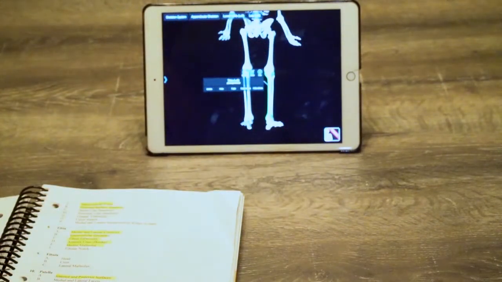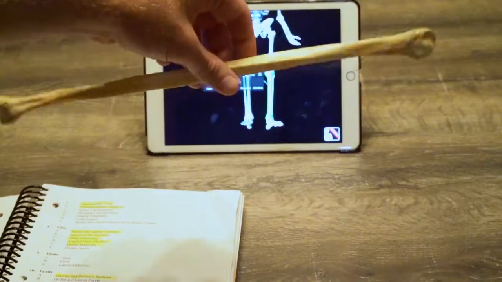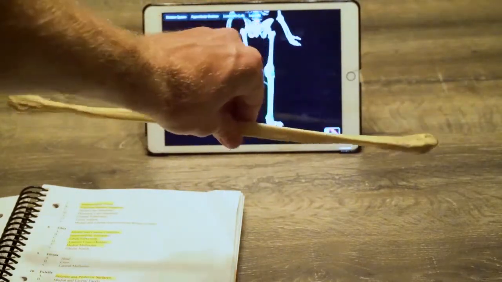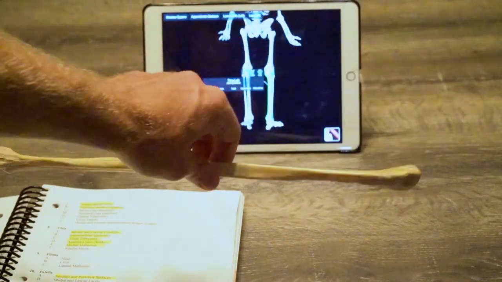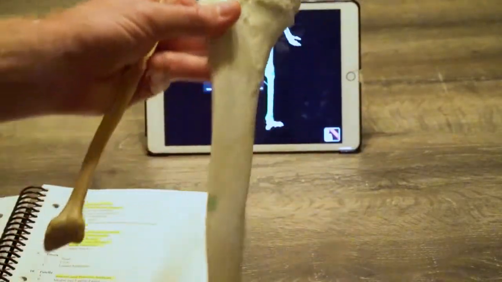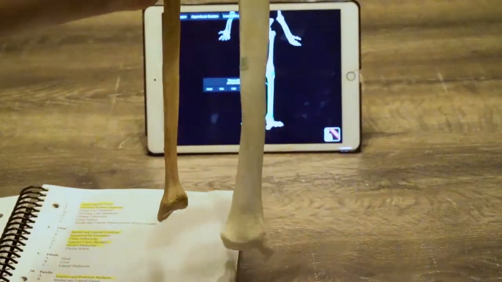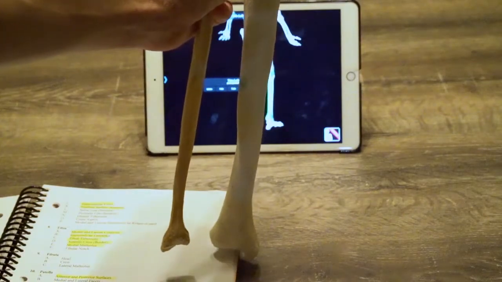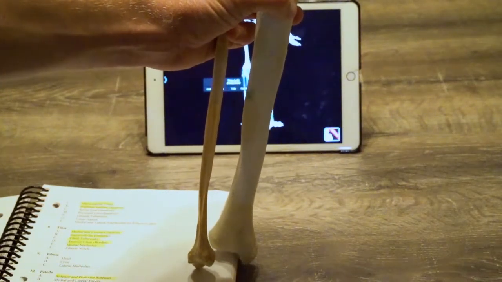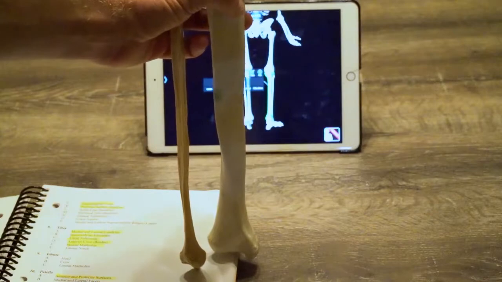So now we're going to move on to the fibula. Now with the fibula, all you really need to do is be able to identify a fibula and know where it's located in the body. Now you have a tibia and you have a fibula. Which one of these bones is going to be medial and which one is going to be lateral? So you may have figured this out already.